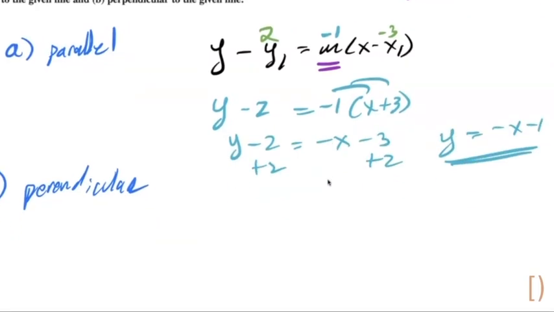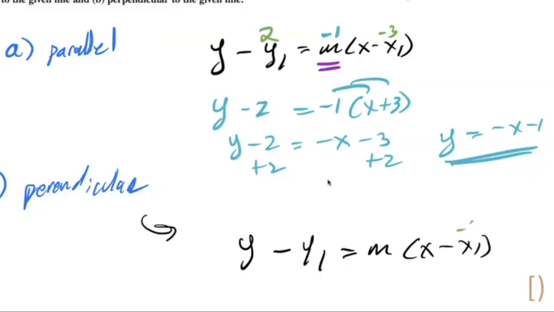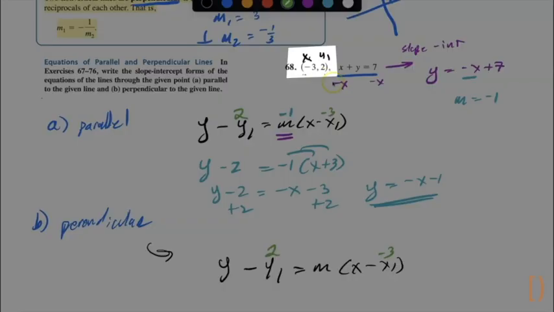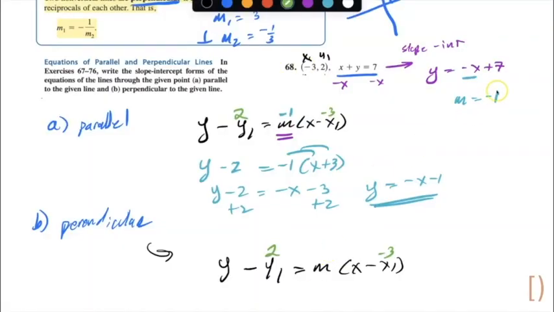Now we're going to do the same thing for the perpendicular one. They want an equation of a line. Y minus y1 equals m times x minus x1. We have our point already, our x1, y1, done. And now the slope. Parallels use the same slope. The perpendicular slope is the negative reciprocal. So we're going to flip it and change the sign.